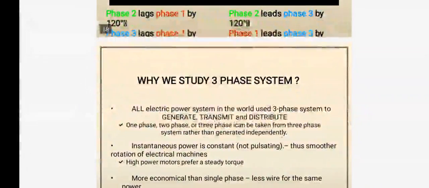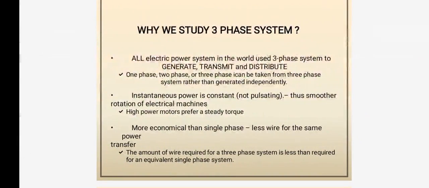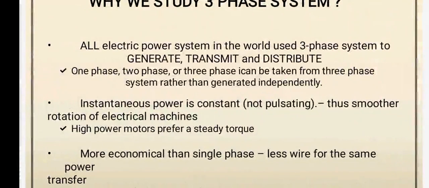Then why do we go for a three-phase system? What is the need of a three-phase system? What is the advantage of a three-phase system? All electrical power systems in the world use the three-phase system to generate, transmit and distribute. One phase or two phase can be taken from a three-phase system rather than being generated independently.